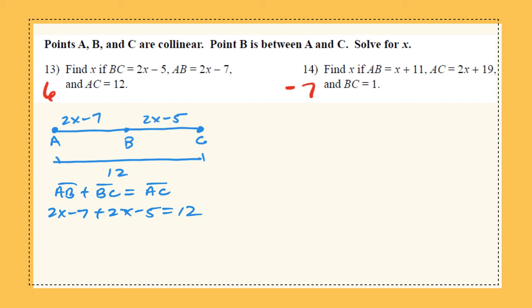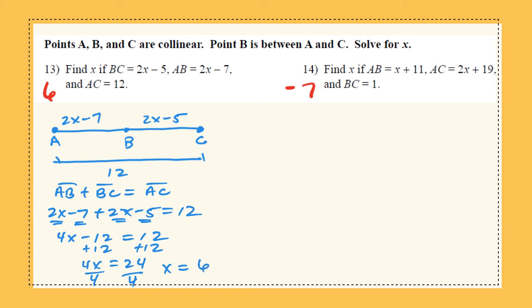And I'm going to combine like terms. I see I have 2x and 2x, so that's going to be 4x. Negative 7 and negative 5, that's going to be negative 12, and equals 12. Now I'm going to solve for x. In order to do that, PEMDAS backwards, I'm going to look to add and subtract first. I'm going to add 12 to both sides to start to separate that variable. And I have now 4x equals 24. I'm going to divide by 4. And my x is going to equal 6.